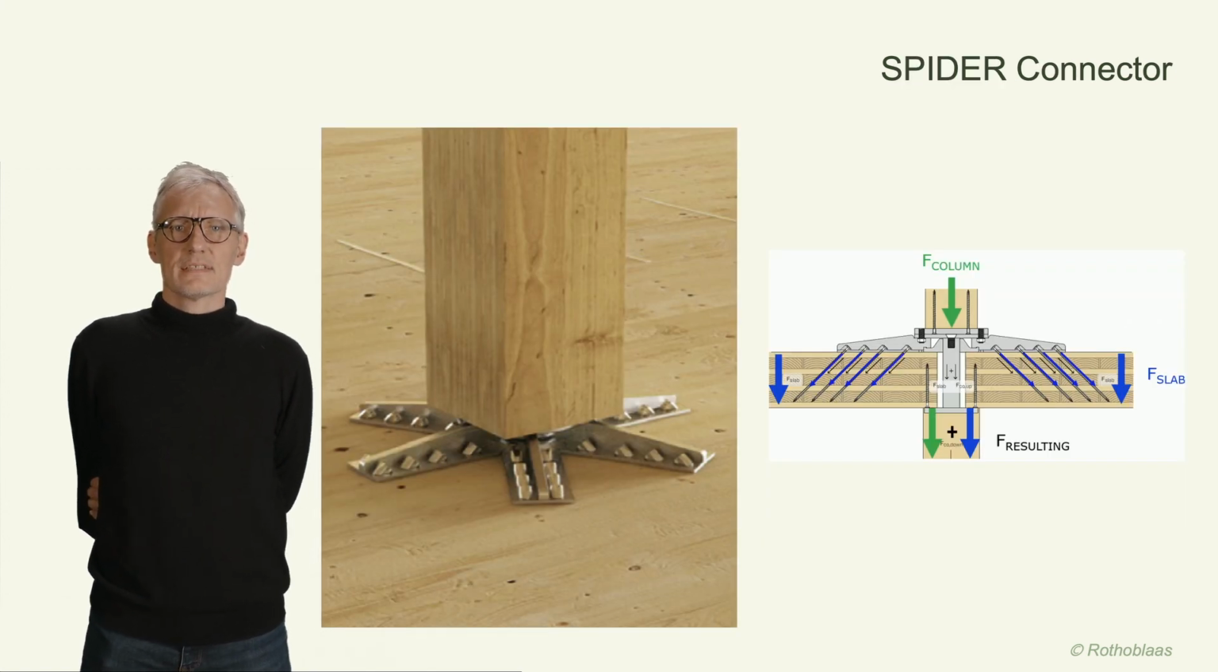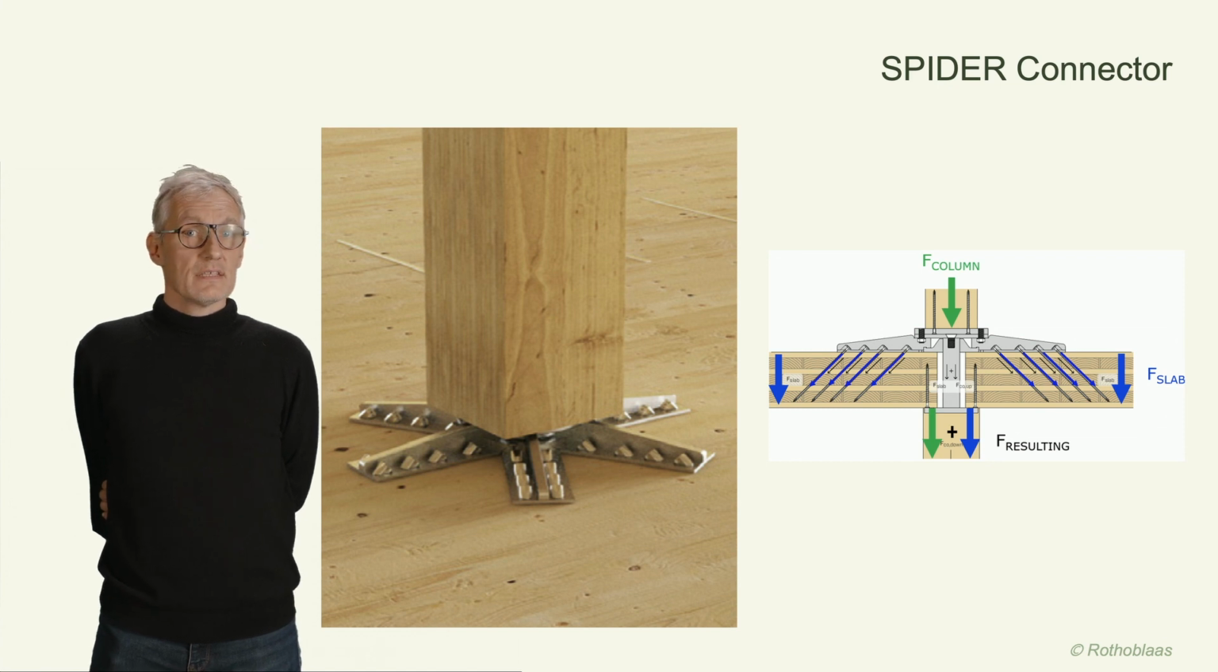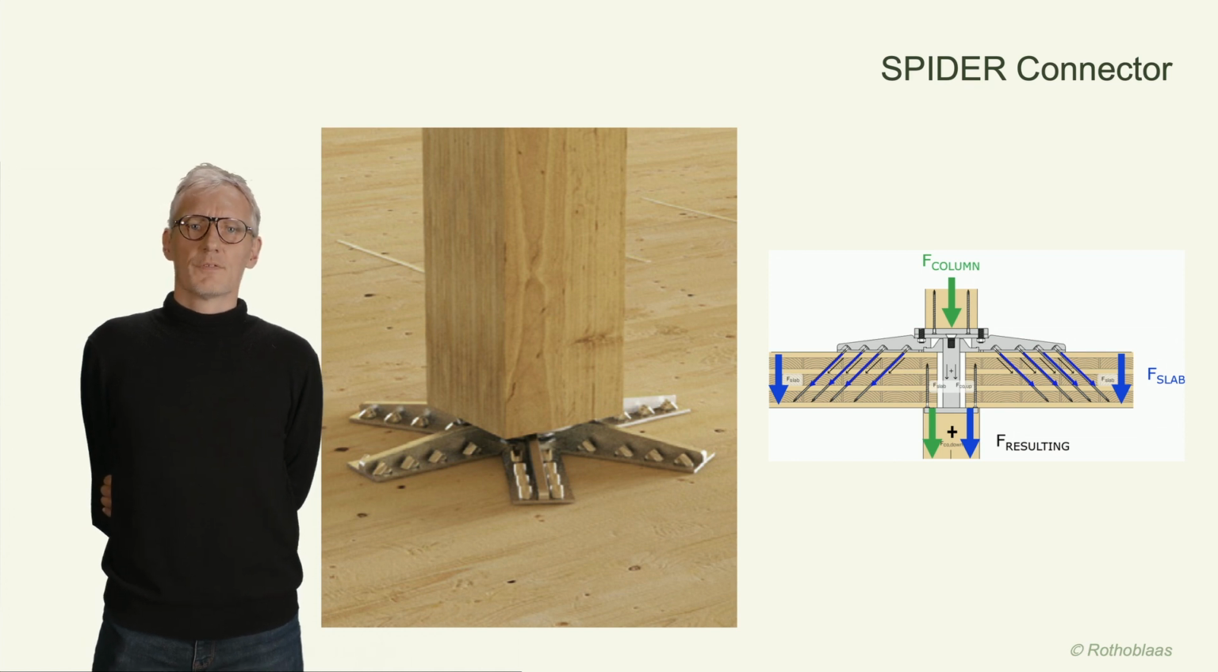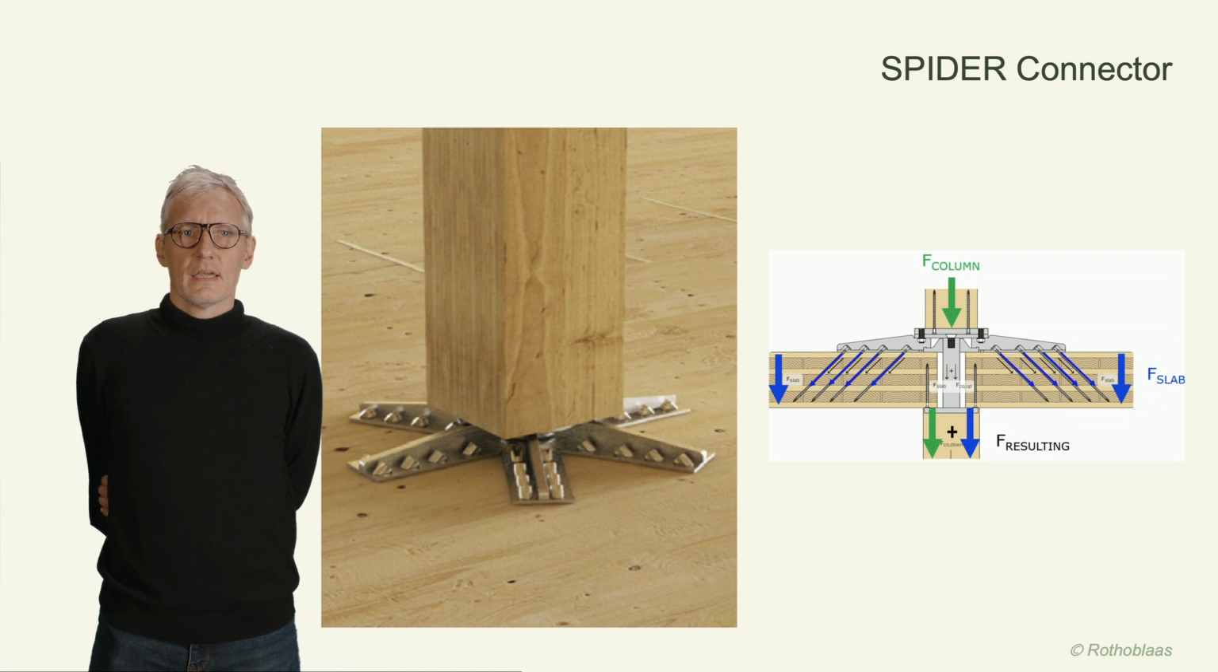Take a look at this detailed image. See the green arrows? They indicate how the Spider connector transmits vertical load from one column to another without compressing the CLT floor. Now, notice the blue arrows. They show how the floor isn't just sitting, it's suspended. This is achieved through fully threaded screws working in traction.